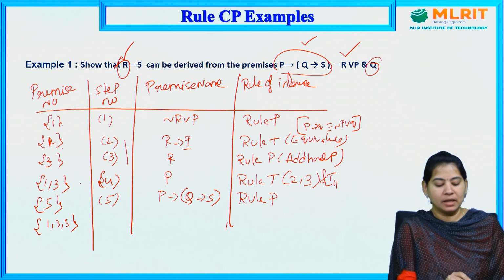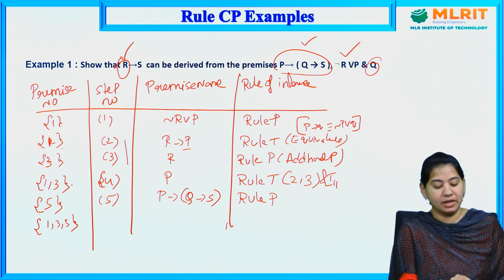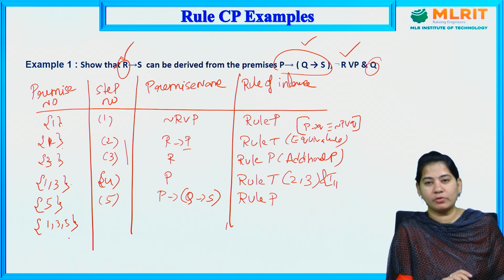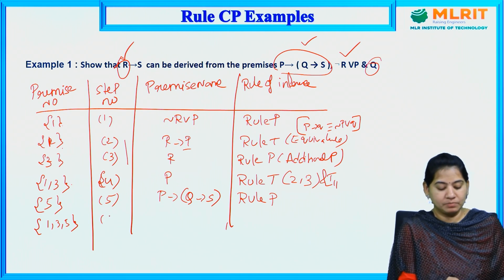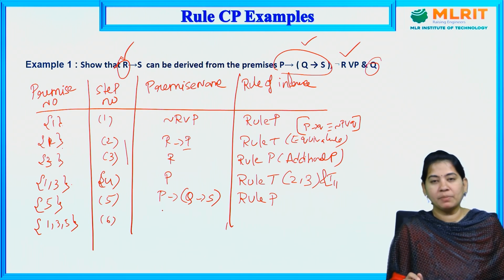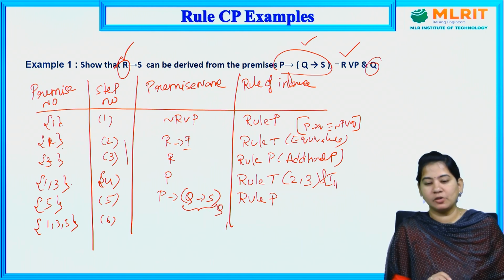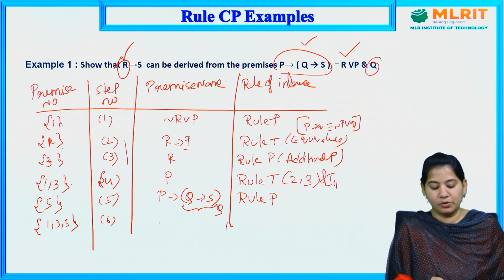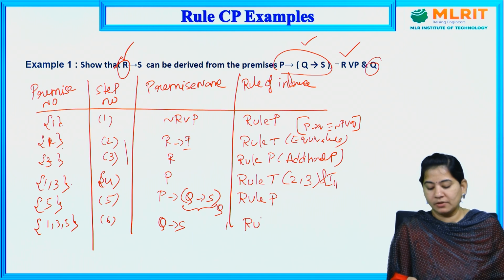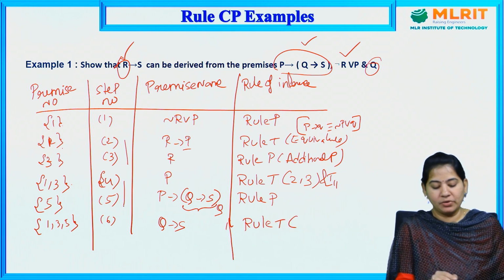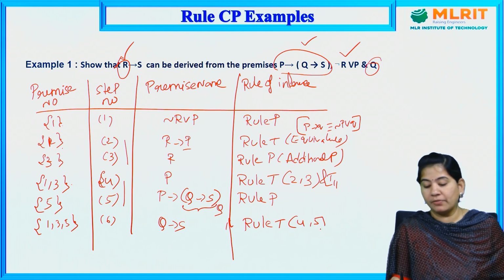Why? Because as we are using the premise numbers 1, 3 and 5, the same numbers we have to include here. Step number 6, P comma P implies Q implies S, just like it is in the form of P comma P implies Q. If I consider this as Q, P comma P implies Q is Q, which is nothing but Q implies S. The rule here is rule T, and the step numbers we have used are 4 comma 5 and I11.